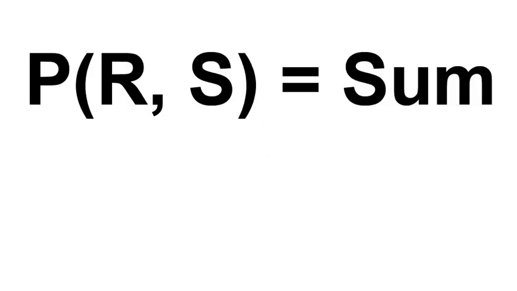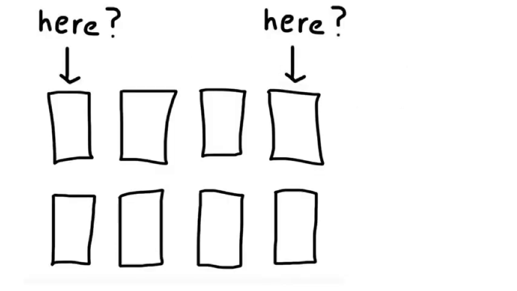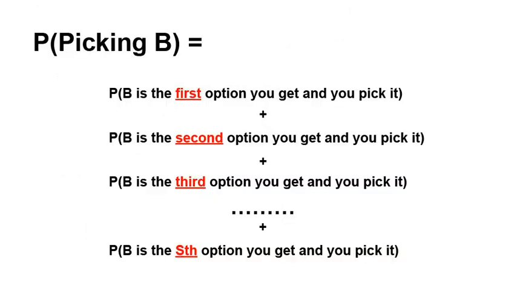Here, we should note that P(R, S) is the probability that you pick B. The probability of picking the best option is equal to the sum, because of this formula right here: if A and B are mutually exclusive, then the probability of A or B is the probability of A plus the probability of B. Also, remember that B can be anywhere in your sample. It can be the first option, third option, fourth option, 15th option, or the last option.